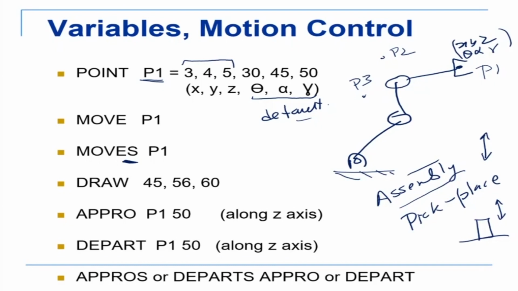Then draw, we have seen, is an incremental command, which means that if you're making a correction, then we are going to use draw. Approach is for picking up an object. It approaches the point P1 and keeps a distance of 50 along the z-axis. This we saw in the last class. Depart is after catching, it goes up along the z-axis to the point P1 and keeps a distance of 50. Okay, approach S and depart S, they basically mean the same as approach or depart.